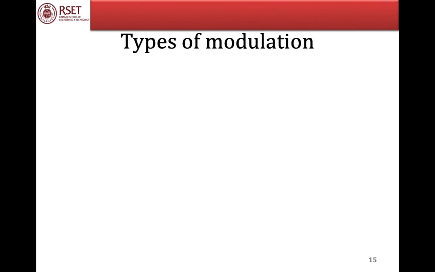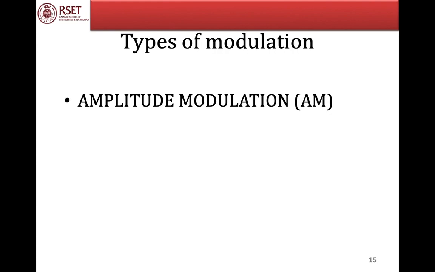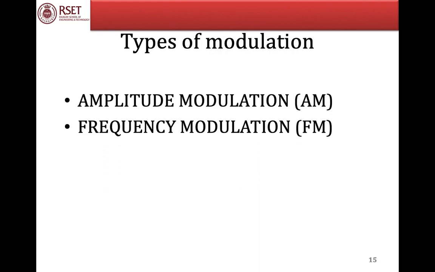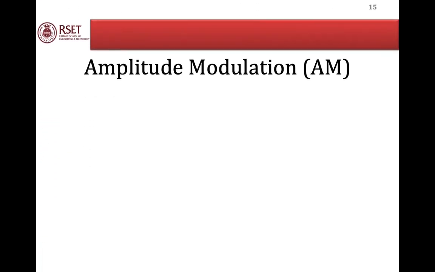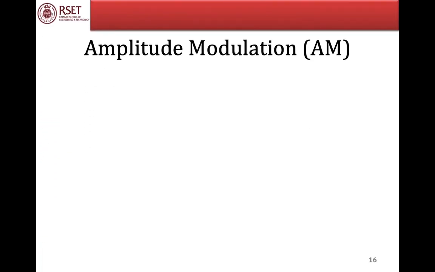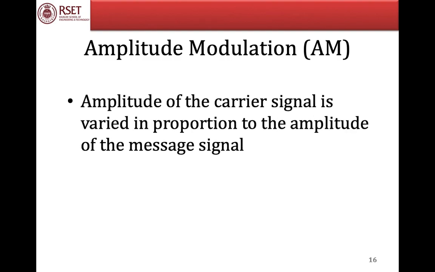In this course, we are looking at mainly two types of modulation: amplitude modulation or AM and frequency modulation or FM. Let us look at amplitude modulation or AM. In amplitude modulation, the amplitude of the carrier signal is varied in proportion to the amplitude of the message signal.